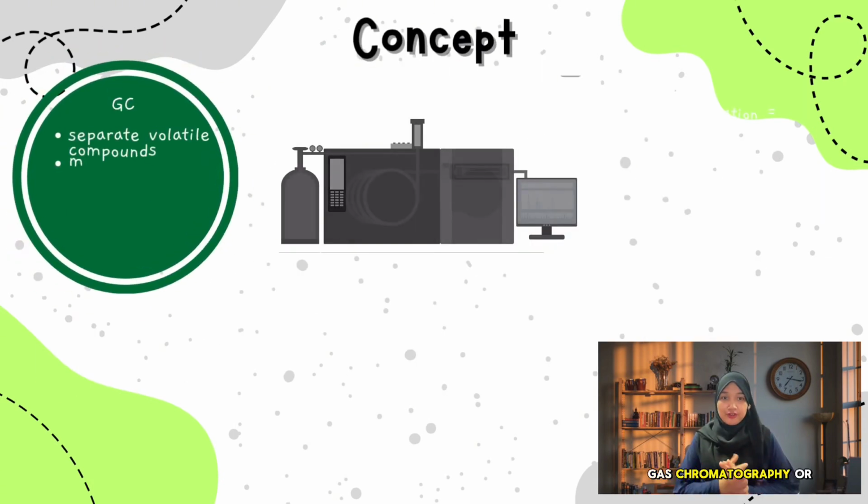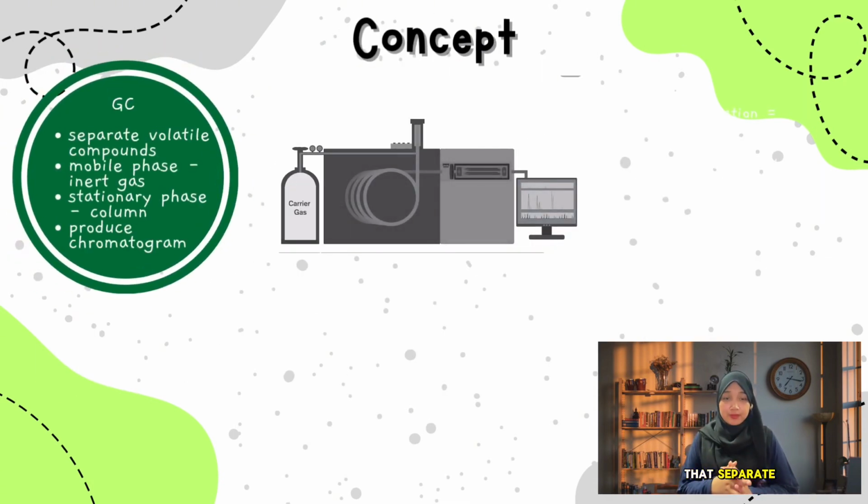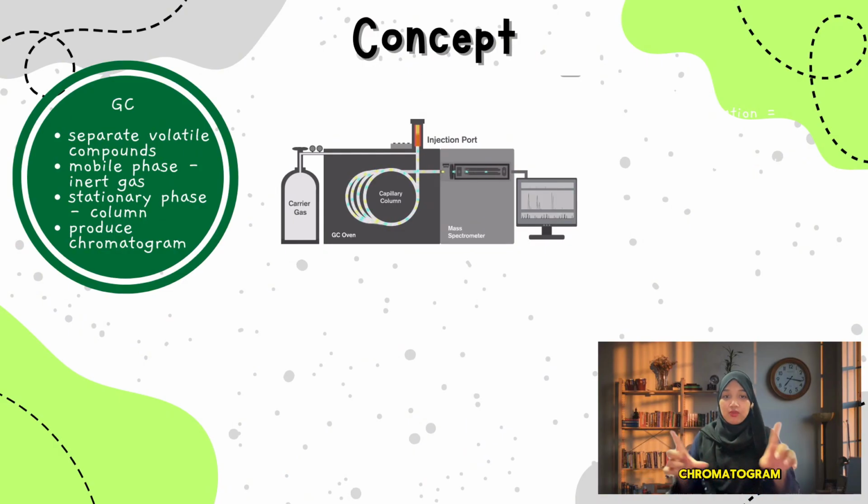As for the concept, gas chromatography or GC is a technique that separates volatile components of a sample. The sample is vaporized and carried by an inert gas through a column coated with a stationary phase. Different compounds interact differently with this stationary phase, causing them to separate based on their retention times and resulting in a chromatogram. GC is ideal for analyzing small molecules that can be vaporized without breaking down.